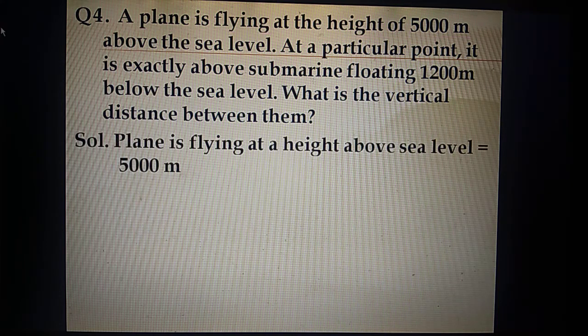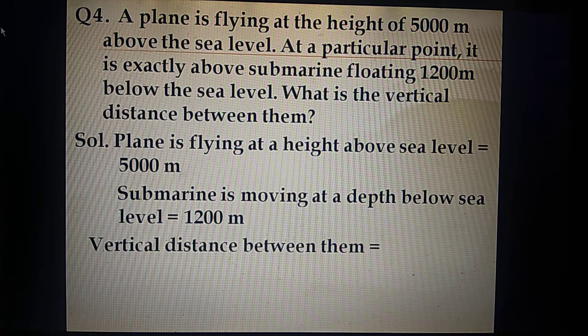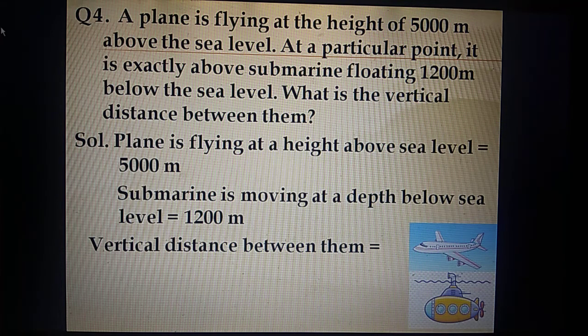So first you will write, plane is flying at a height above sea level, 5,000. Submarine floating 1200 meters below the sea level. So next the statement is, submarine is moving at a depth below sea level equals 1200 meters. Now you are supposed to find the vertical distance between them. Here, as per the condition, there is a plane and there is a submarine. The height of the plane above sea level is 5,000 and the depth of the submarine is 1200.